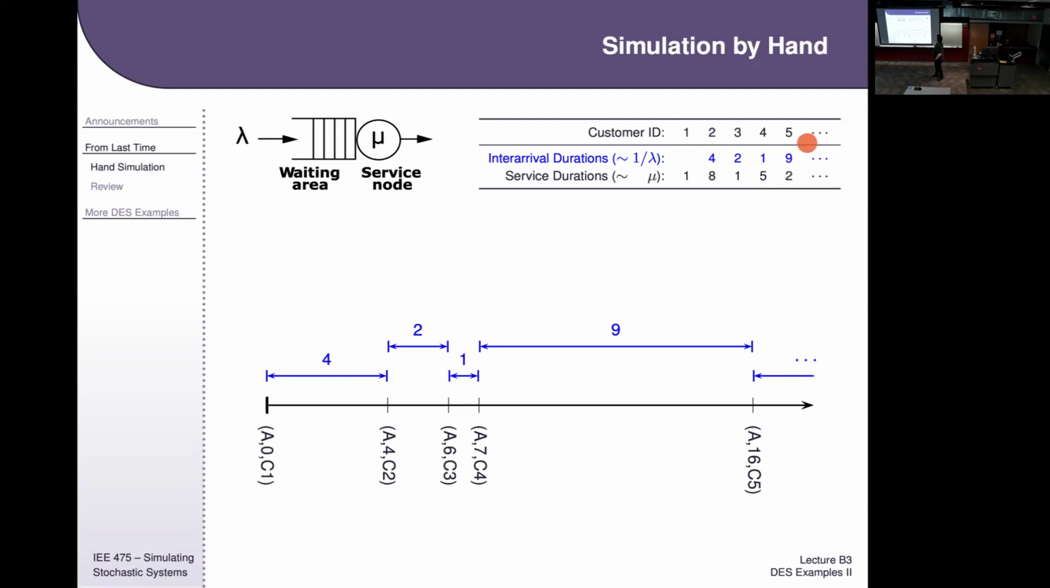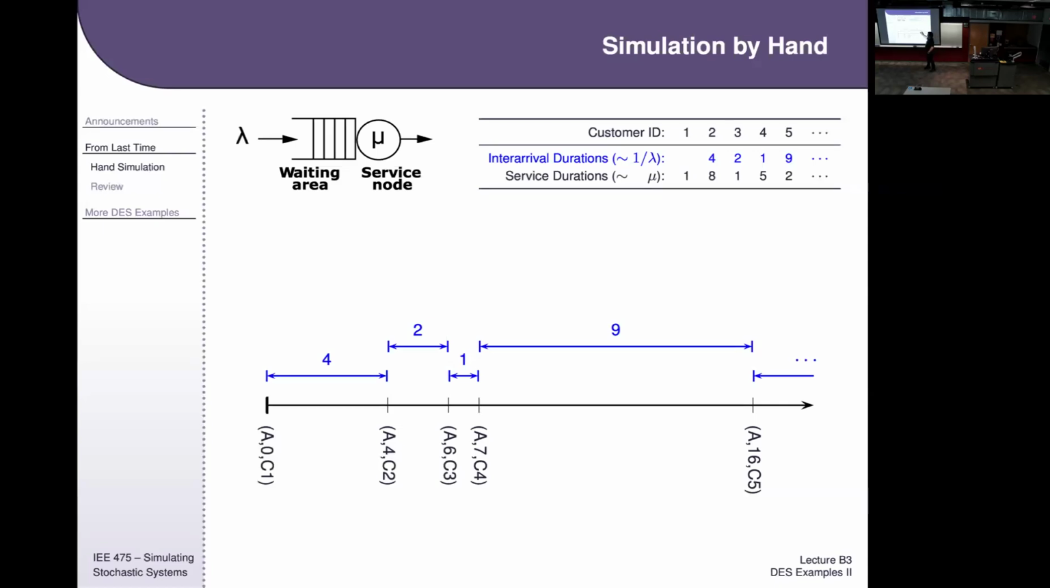If we sum all these things up, we can figure out the arrival times. We know that if customer 1 arrives at time 0, customer 2 will be at 4, customer 3 will be at 6, customer 4 will be at 7, and customer 5 will be at 16. And that's what we see here. So effectively, these times in the middle here in these event records are just summing up the inter-arrival durations. And we'll see that when we do the spreadsheet example in a bit.